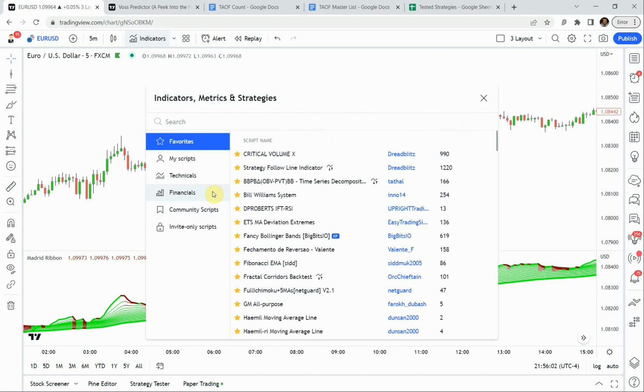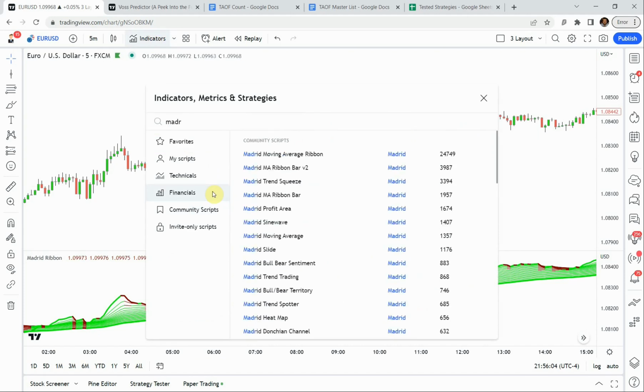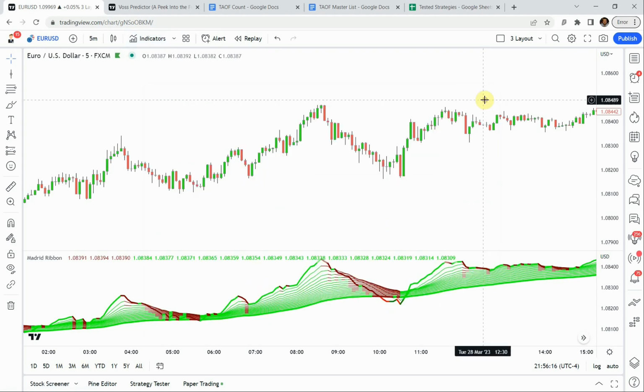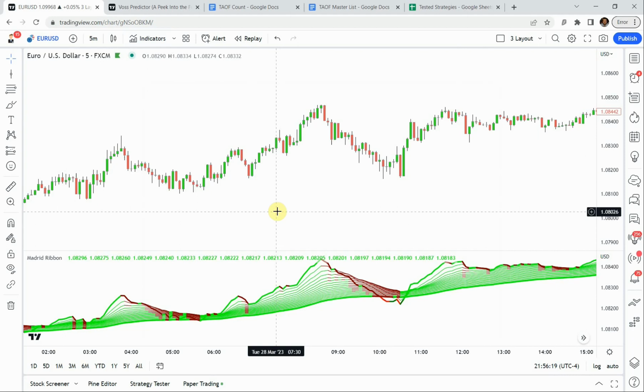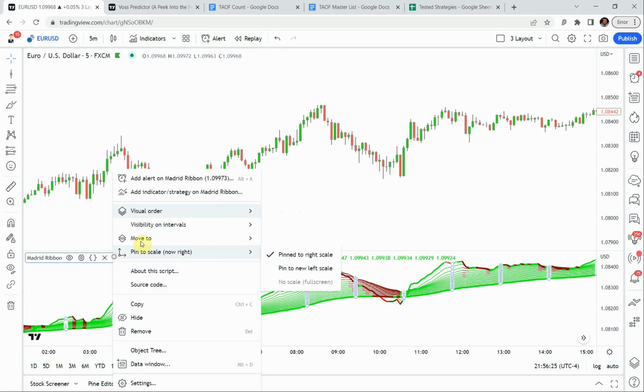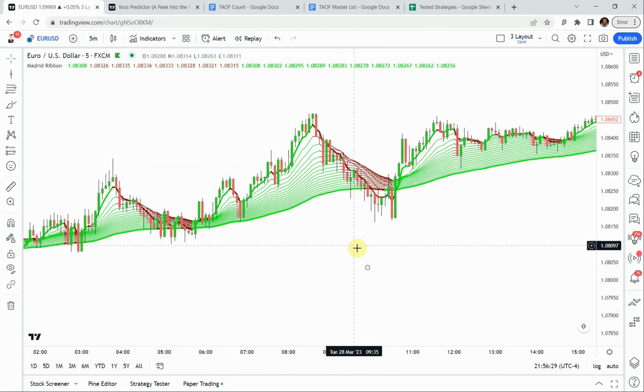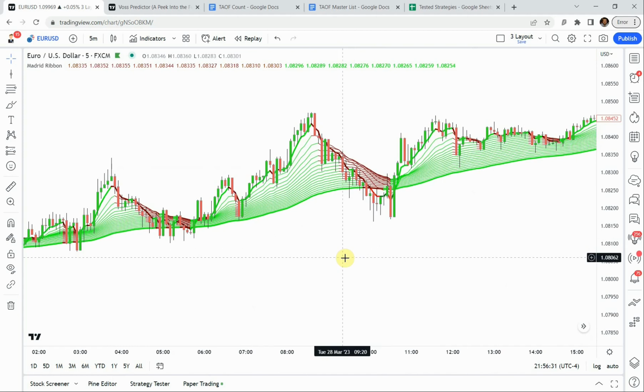So if you just go up and type in Madrid here, then it's going to be the Madrid moving average ribbon right here, the one with 24,000 uses, or ads, favorites, whatever you want to call it. And that's this right here. Let me actually move it up on screen like it would look. So this is how it looks in its default form.